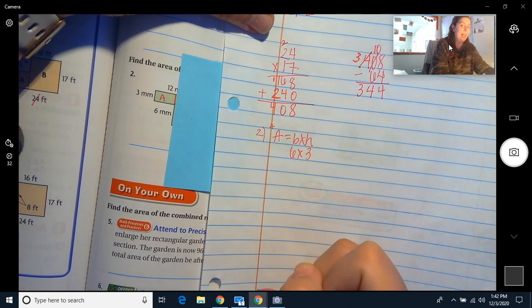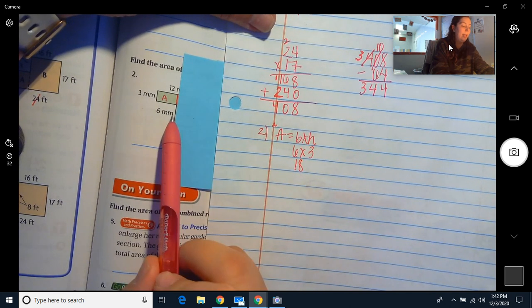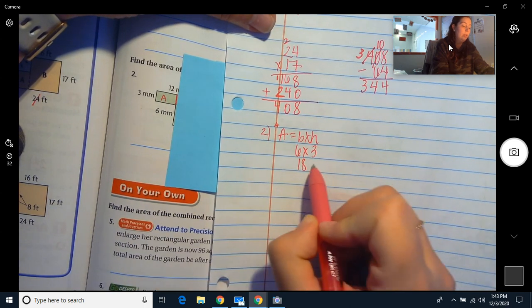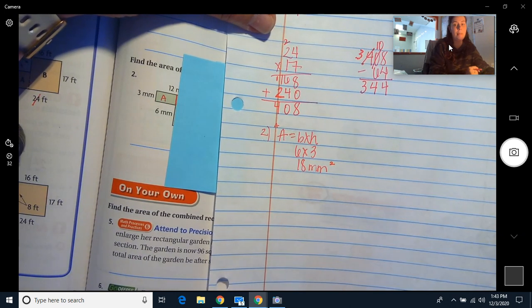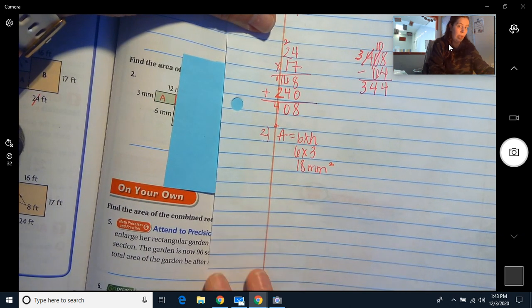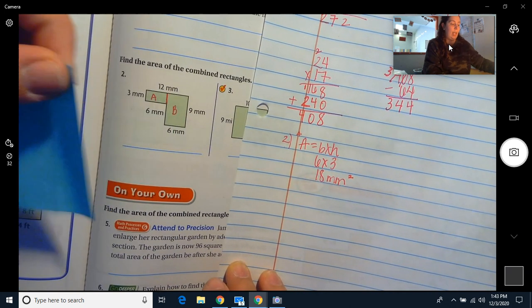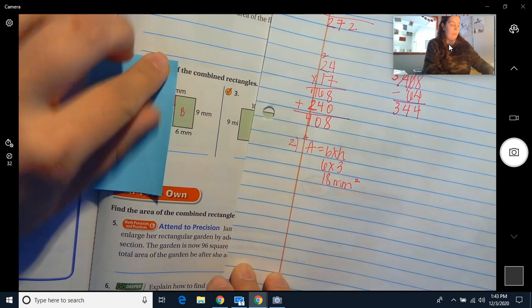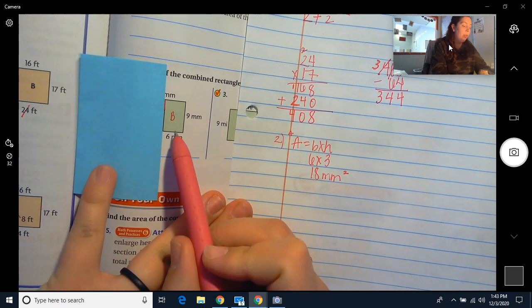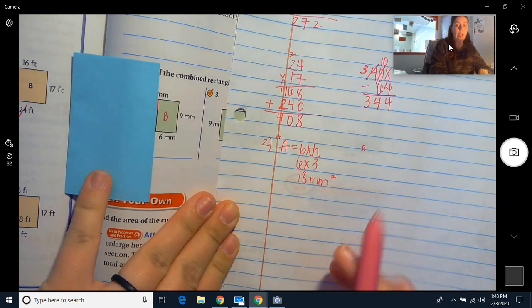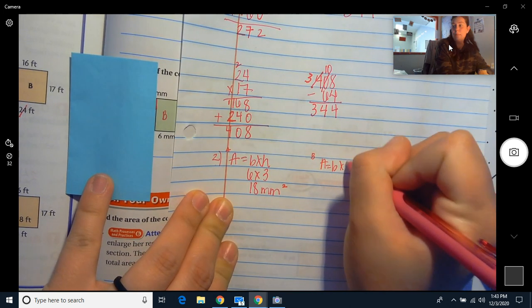Now, Jaylee, what is 6 times 3? 18. Awesome. And what's my label? MM. MM, and I multiplied it twice, so I need to have my squared sign. MM2. Okay. Now what I need to do is take my rectangle here, just like that, and I'm going to figure out the area for B, which I wrote a little b. I'm going to write my formula. Area equals base times height.